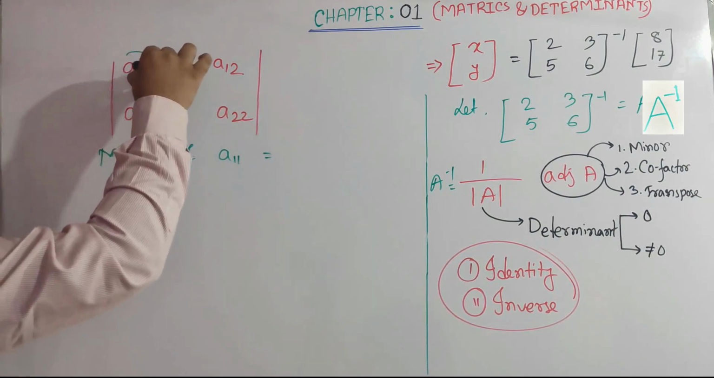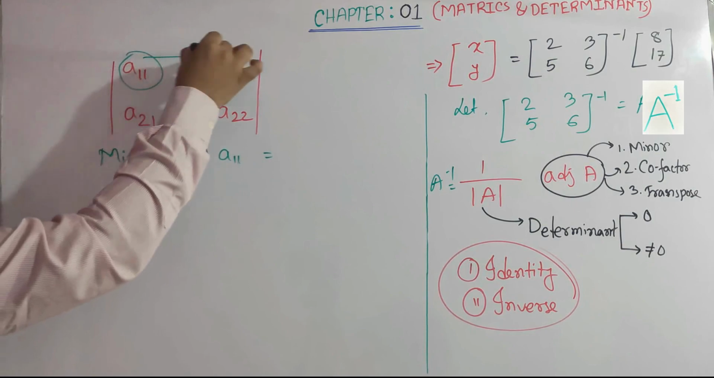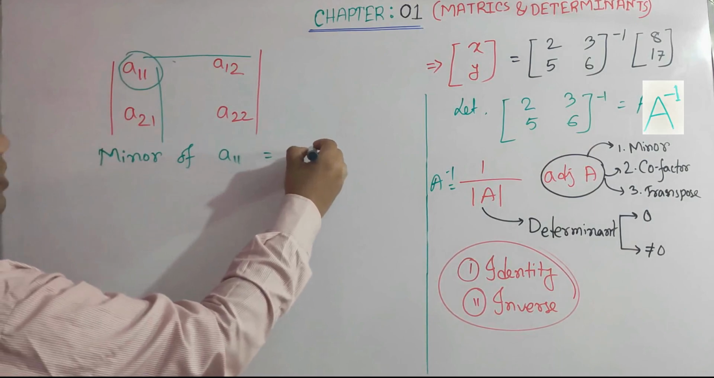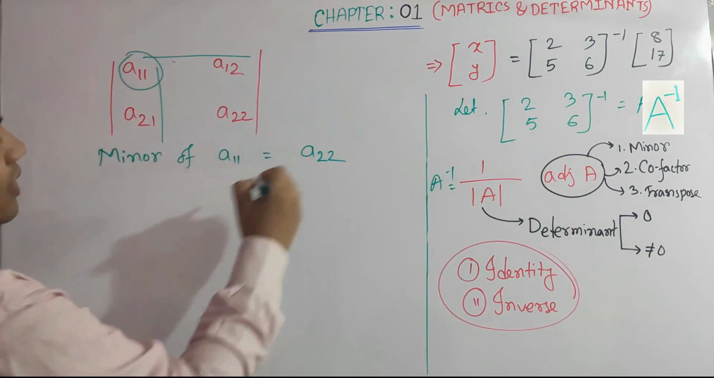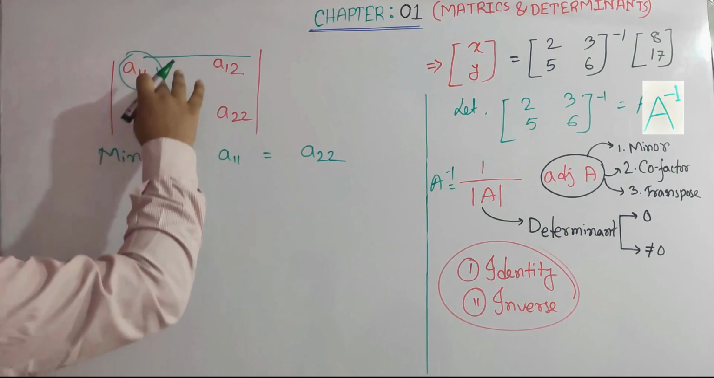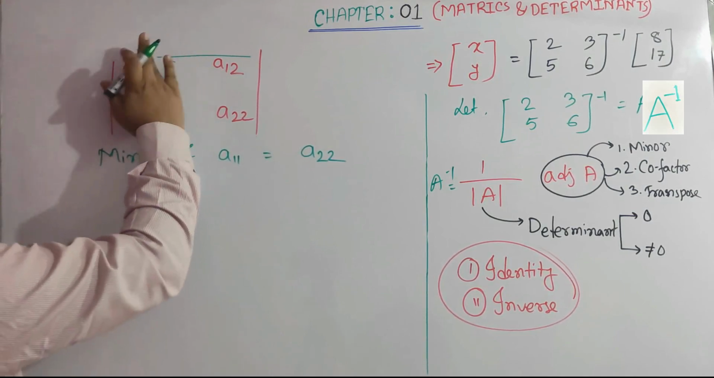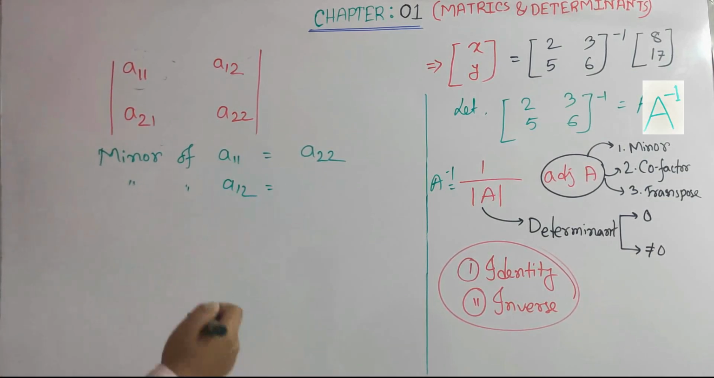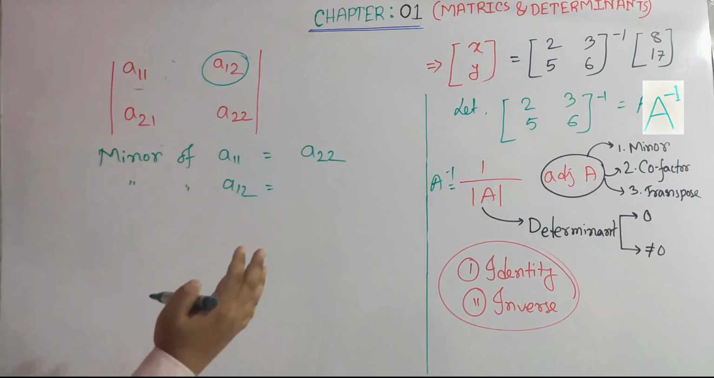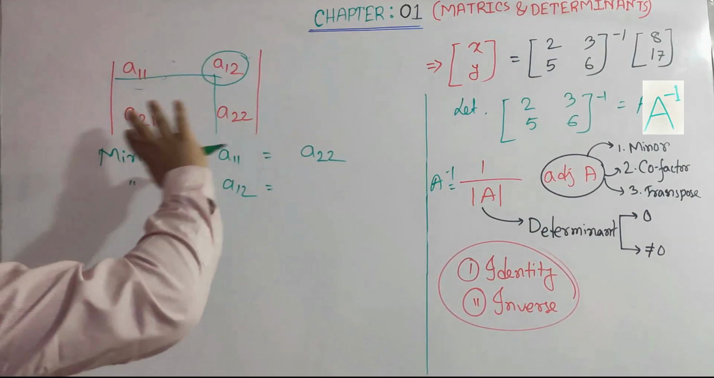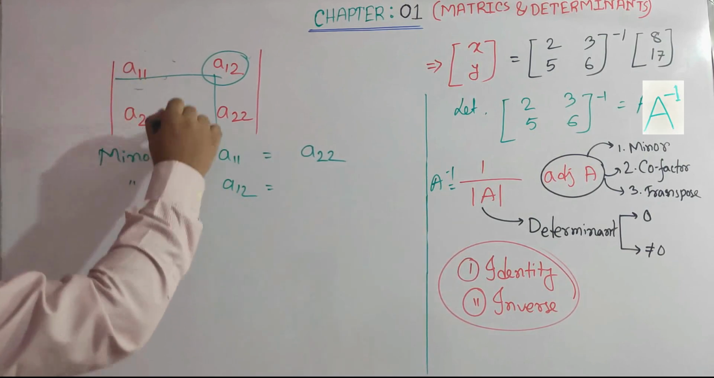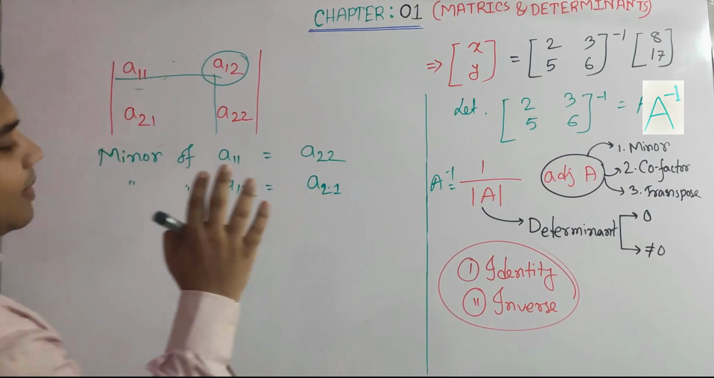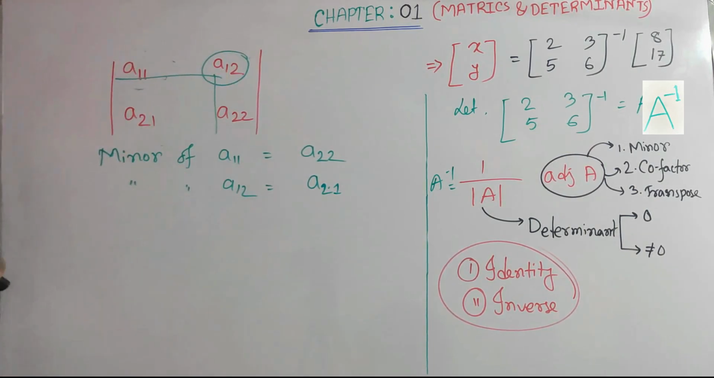When we are thinking about A11, that means for this region this and this will be gone, only this part remains. So the minor of A11 will be A22. Similarly, if we are trying to find the minor of A12, we are talking about this entry, that means this and this are just neglected, there will remain A21, and the minor of this entry is actually this.